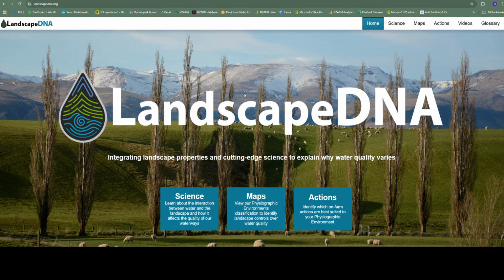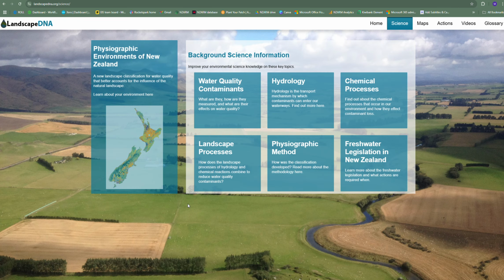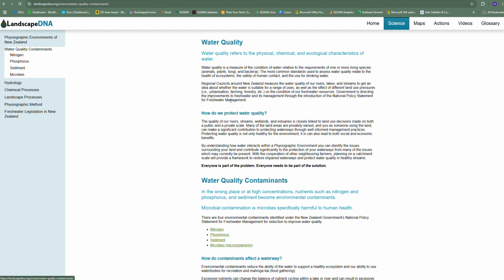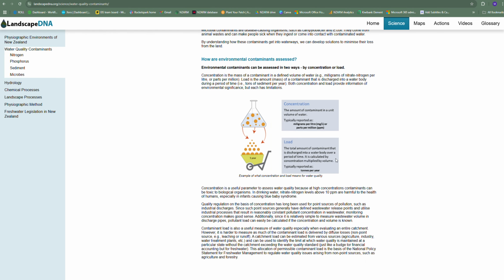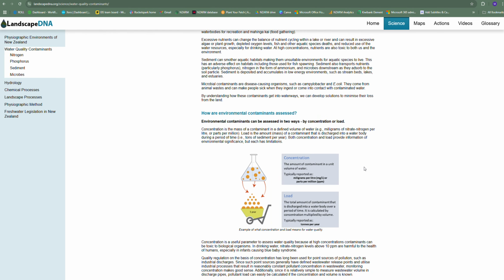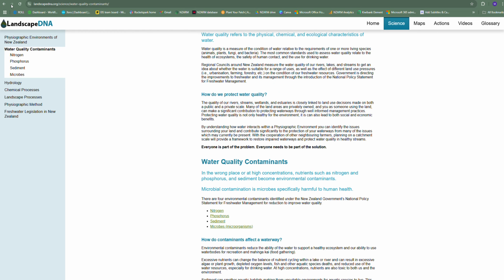It really is the go-to portal for a bunch of things, particularly around education, around how our water and water chemistry interacts with the landscape. This is the homepage of Landscape DNA, so it's just landscapedna.org, and straight away it gives you a whole bunch of things that you can go and look at. The scientists that developed this were really keen on being able to educate people as well. I think it's just like LAWA is, it's not only an information tool, but a great place to educate yourself, and I find it super useful.